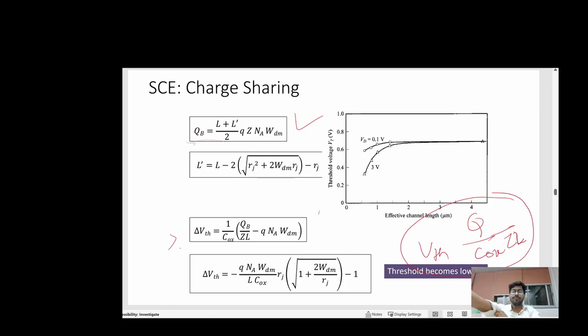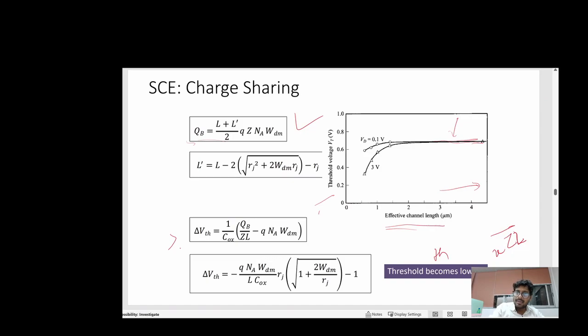Now, this is the effective channel length. When I told you, if the channel length is higher, there is no effect of the drain voltage on the threshold voltage.